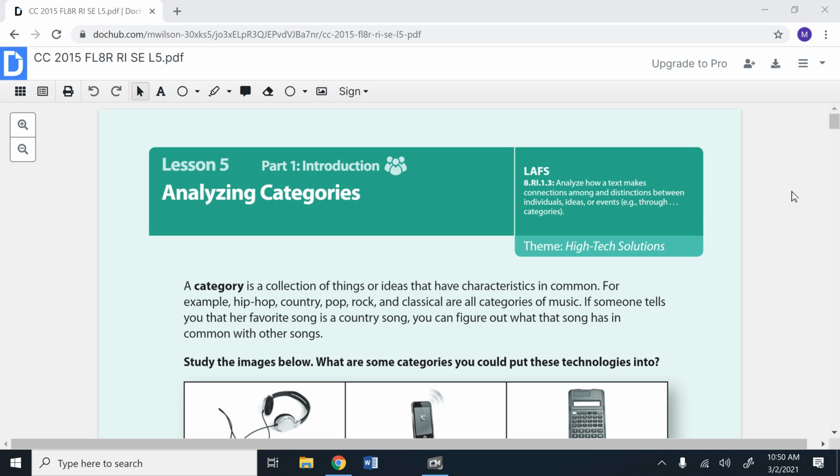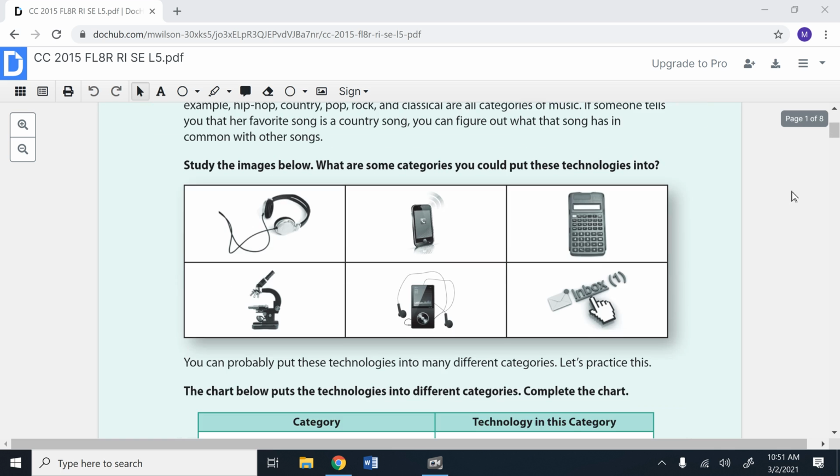So let's look at the worksheet. It says a category is a collection of things or ideas that have characteristics in common. For example, hip-hop, country, pop, rock, and classical are all categories of music. If someone tells you that their favorite song is a country song, you can figure out that the song has something in common with other songs.